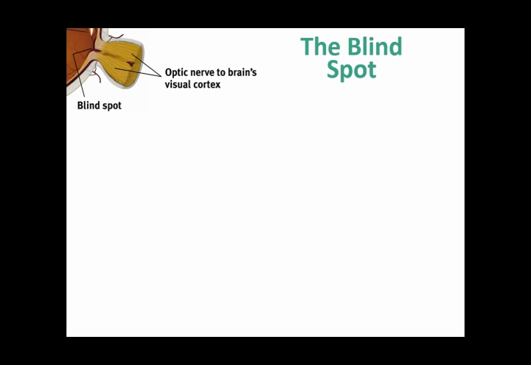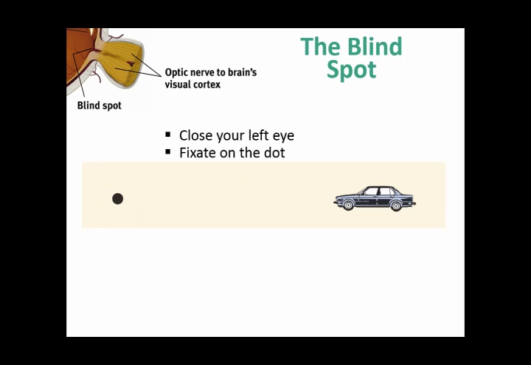Now that blind spot that I pointed out earlier is made up of the spot where your blood vessels and then all the axons coming out of your ganglion cells go off to the brain. So you actually don't collect information there. So if you close your left eye and fixate on the dot, the car will entirely or partially at least disappear for you, depending on the size of your screen, your distance from it, and so on.